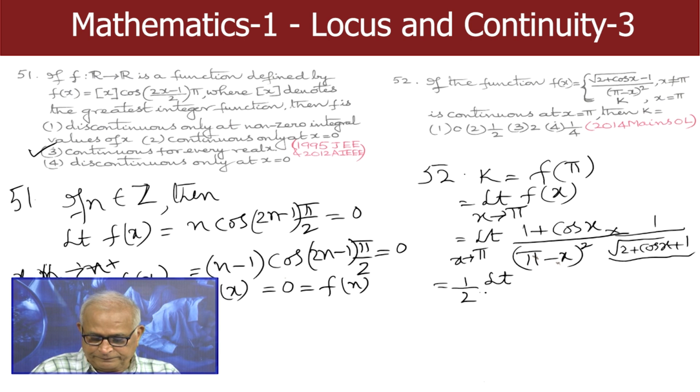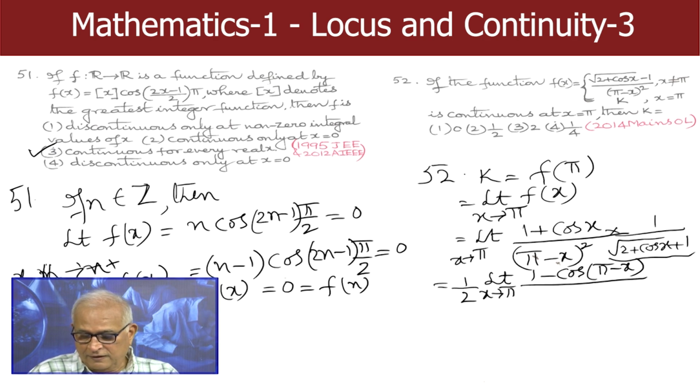The remaining limit. See how I wrote 1 minus cos pi minus x, look carefully; trigonometry should be well known. What is cos of pi minus x? Minus cos x. So 1 plus cos x can be written as 1 minus cos of (pi minus x), by (pi minus x) whole square. If you put pi minus x as theta, as x tends to pi, theta tends to 0. So this is the form 1 minus cos theta by theta square. See how often this comes up. The limit is 1 by 2. So 1 by 2 into 1 by 2 is equal to 1 by 4.